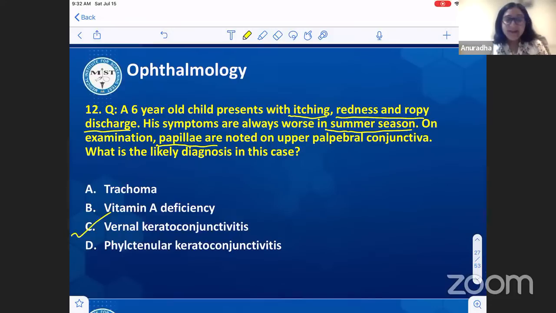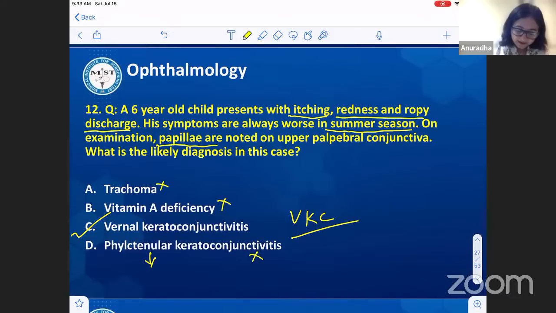Absolutely right. All of you know this is a classical clinical picture of VKC. A young child, symptoms worsen in summer seasons, all the symptoms of allergy, itching, redness, ropey discharge, which is typically seen in VKC, and papillae. So this is not trachoma. In trachoma, we do not see papillae, we see follicles. This is not vitamin A deficiency. This is not phlyctenular conjunctivitis.